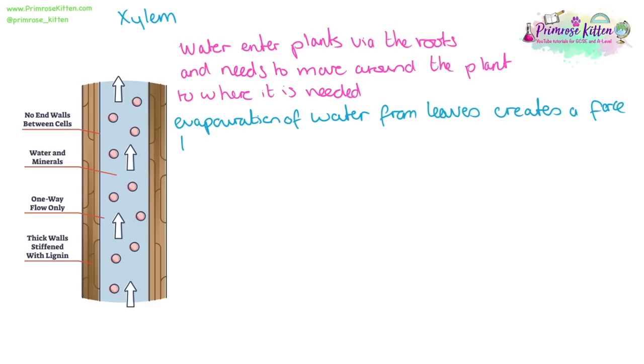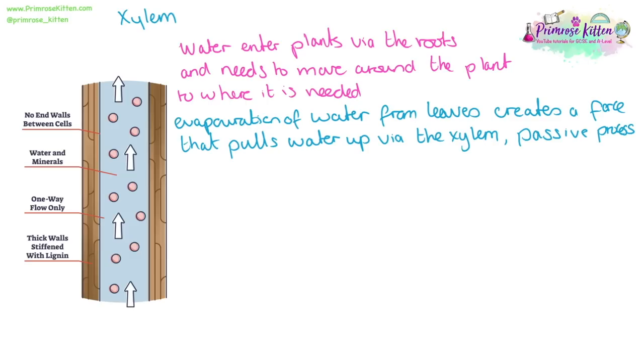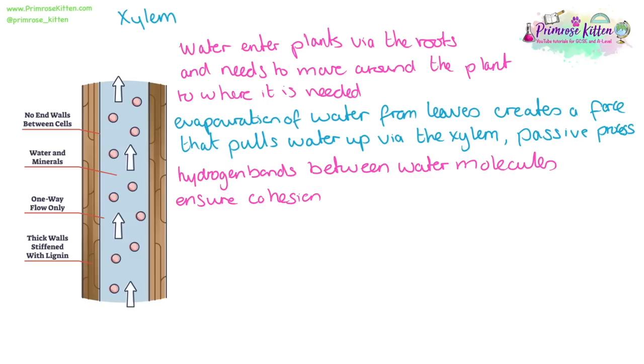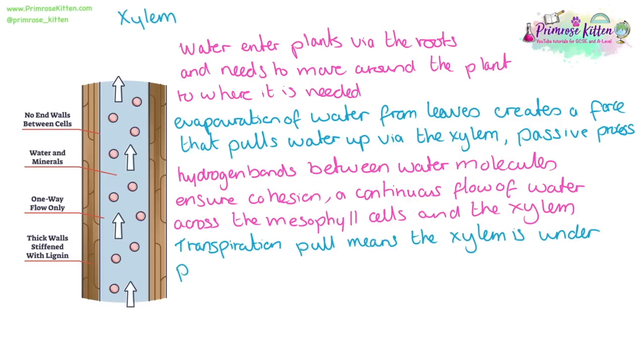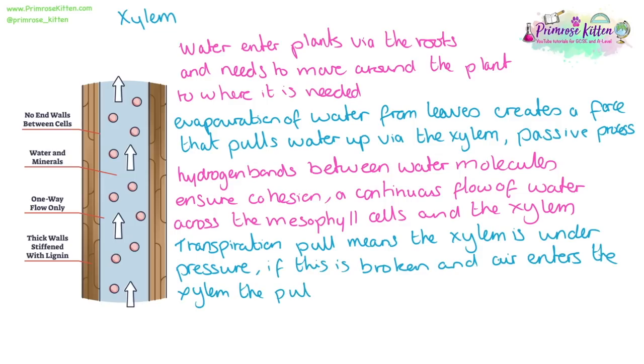Evaporation of water from the leaves creates a force that pulls water up via the xylem. This is a passive process. Hydrogen bonds between water molecules ensure cohesion, and thus a continuous flow of water across the mesophyll cells and the xylem. Transpiration pull means the xylem is under pressure. If this is broken and air enters the xylem, then this pull is also broken.